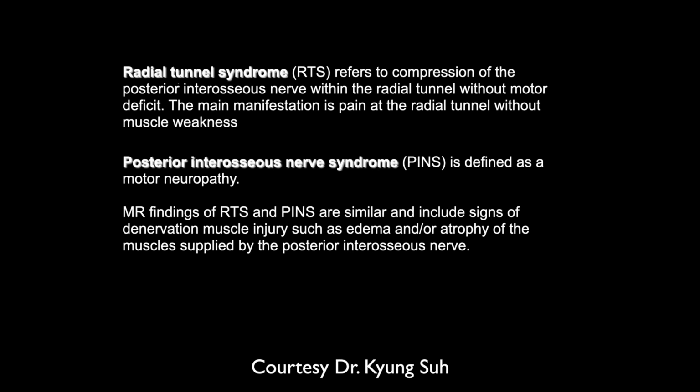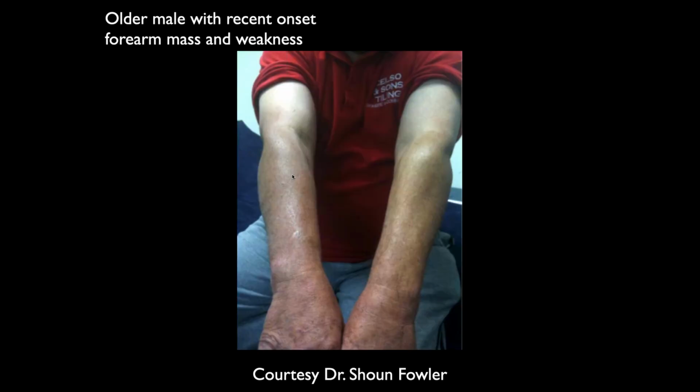So here they define radial tunnel syndrome as a pain syndrome, and the posterior interosseous nerve syndrome is a motor neuropathy. So that's in the forearm, isn't it? That's in the forearm, right? Yeah.